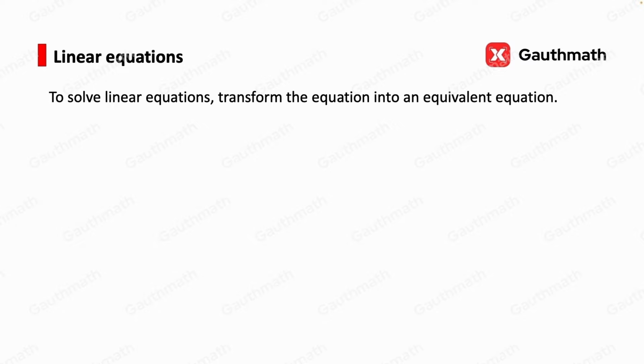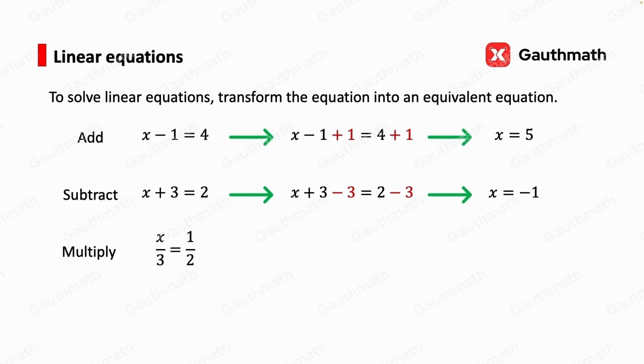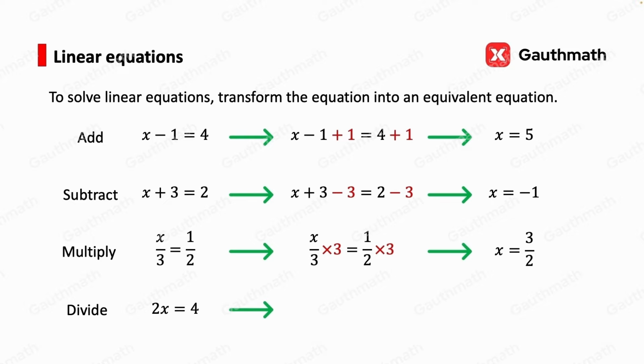To solve linear equations, we need to transform the equation into an equivalent equation by applying inverse operations. So we can add the same number to each side of the equation if the original operation was subtraction. We can subtract if the original operation was addition. We can multiply the same number to each side, and we can divide the same number to each side if the original operation was multiplication.